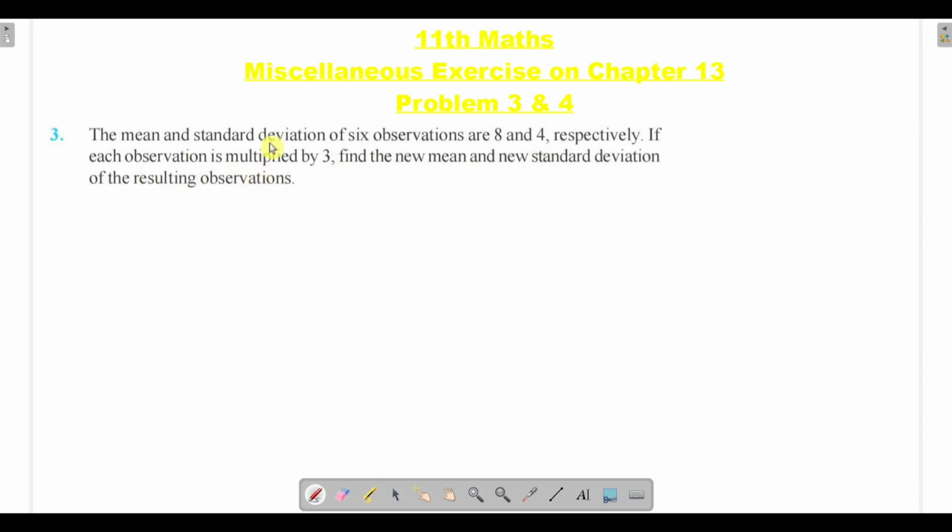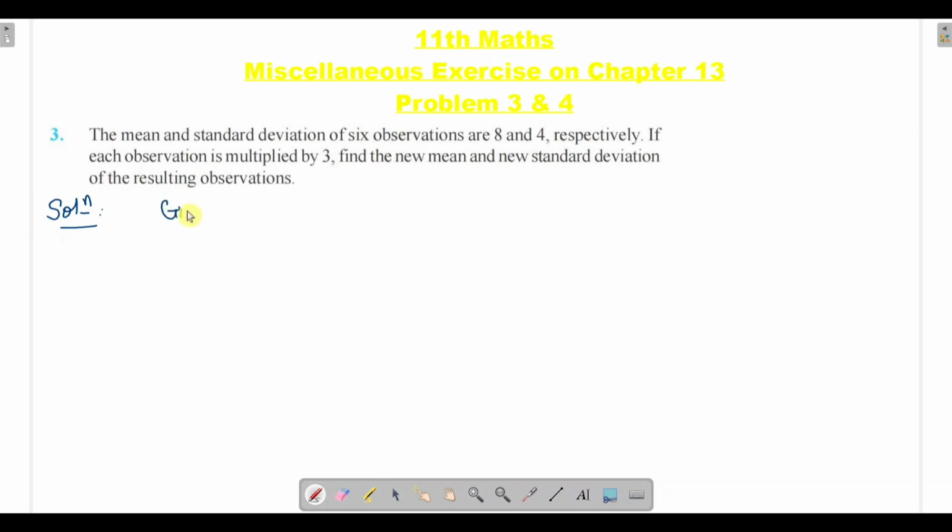Okay, so what is given is the mean and standard deviation of a data which has 6 observations, and the mean and standard deviation are 8 and 4. And now if each observation is multiplied by 3, we have to find the new mean and new standard deviation of the resulting observations. Okay, so let us solve this.